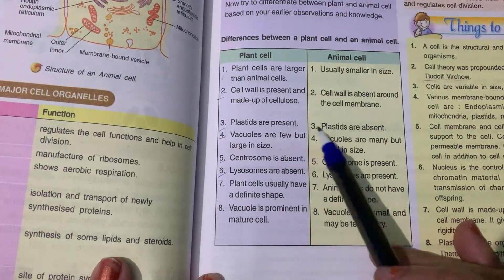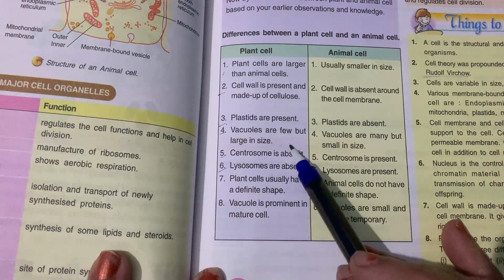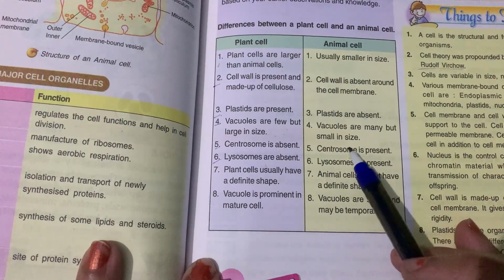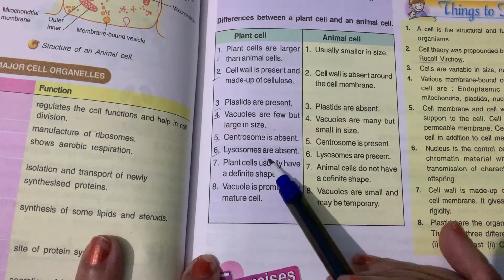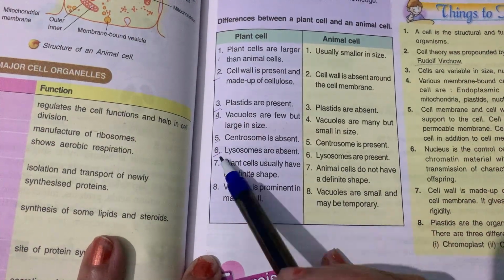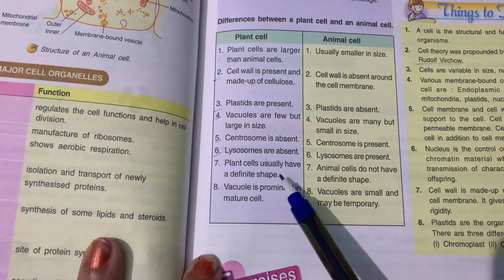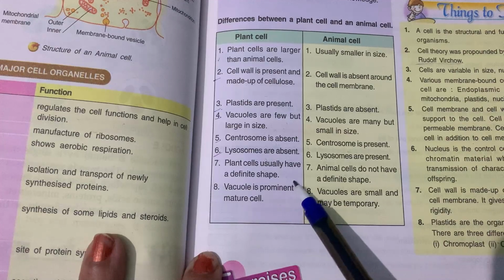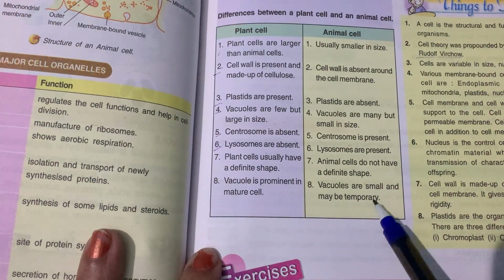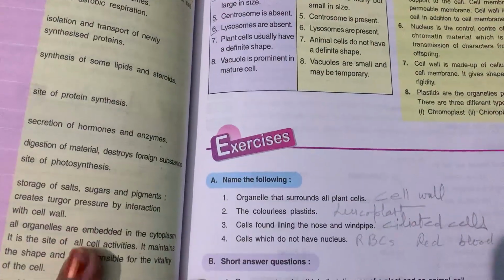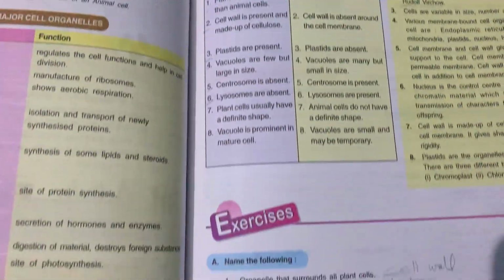Plastids are present in plant cells and absent in animal cells. Vacuoles are few but large in size in plant cells; in animal cells vacuoles are many but small in size. Centrosome is absent in plant cells and present in animal cells. Lysosomes are absent in plant cells and present in animal cells. Till point 6 these are the main points; 7 and 8 you can leave. Plant cells usually have a definite shape, while animal cells do not. Vacuoles are prominent in mature cells, while in animal cells they are small and may be temporary. So the first 6 points are important for you.